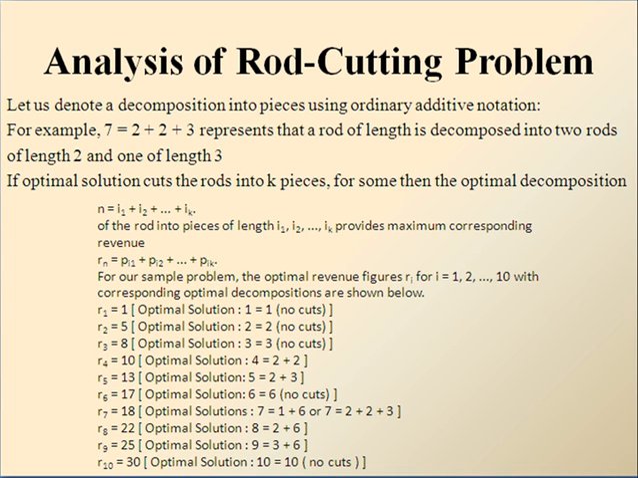So for a sample problem, the optimal revenue figures r_i for i equal to 1 to 10 with the corresponding optimum decompositions are shown. That is, the revenue for length 1 will be 1, for length 2 will be 5, for length 10 will be 30, and so on. That is, if you divide a rod of length 4 into 2 rods of length 2 inches, then for length 2 the price is 5, so for the 2 rods you will get 5 plus 5, that is your revenue will be 10. So this is the table.